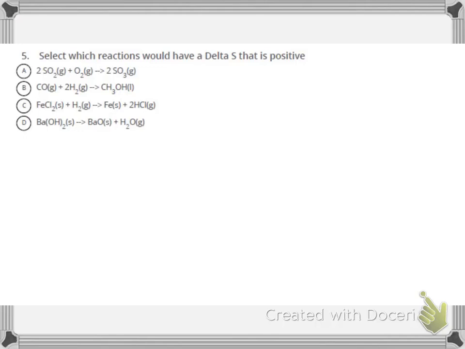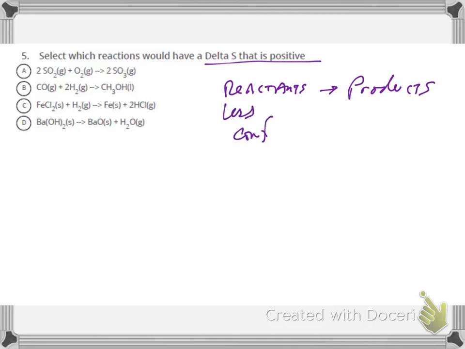All right, if we want to answer this question, which reactions have delta S as positive, we want to make sure that we realize what happens when delta S for a reaction is positive. It means that the reactants have less configurations and they make products where they have more configurations. So that's what delta S positive is. A can't be true. We can't have 3 gas particles make 2. That means delta S would be negative, so A is wrong.